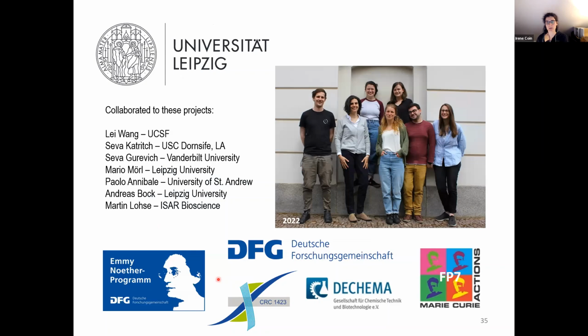And to these projects, our collaborators. My group is small, you see. Some people have changed, but the size didn't really change. This project started with my postdoc by Lei Wang, and then we collaborated for a Restin project with Seva Katritch and Vsevolod Gurevich from LA and Vanderbilt. Mario Mörl is an RNA specialist, helped us with the tRNA project. Annibale, Paolo, Andreas, and Martin Lohse are the imaging guys that helped us with the labeling project. And these are all nice people who gave us money. Basically it is the German Research Foundation that financed us most.